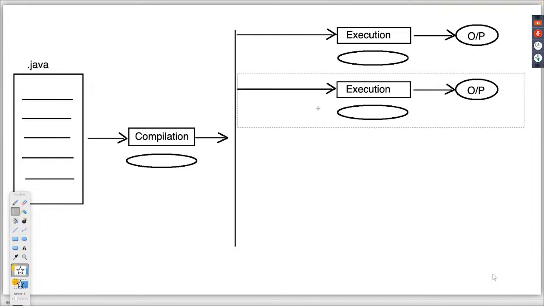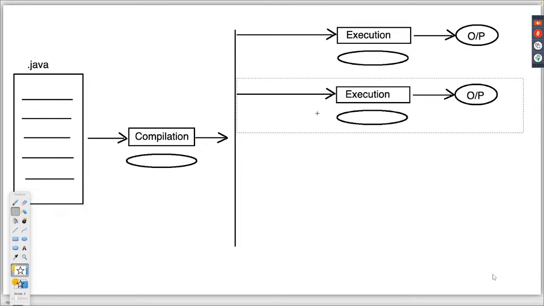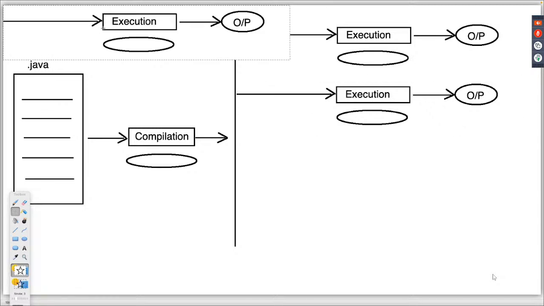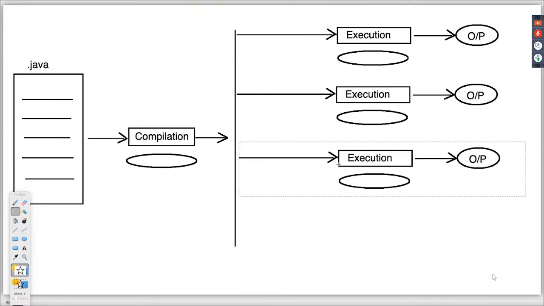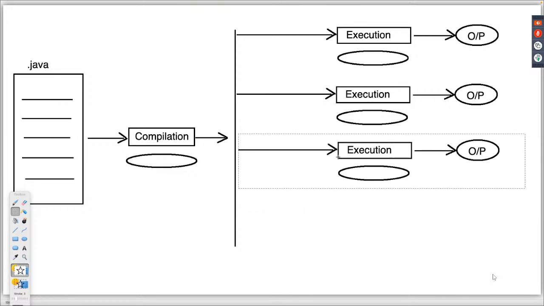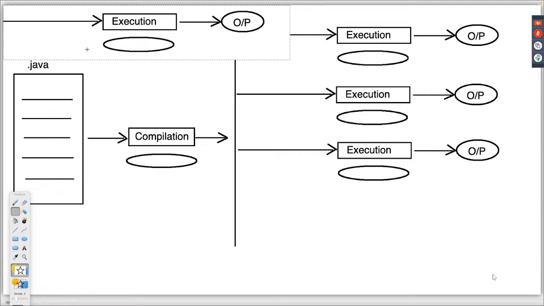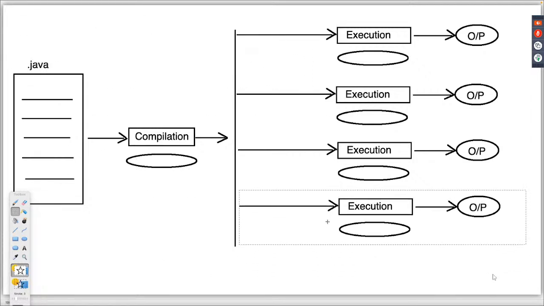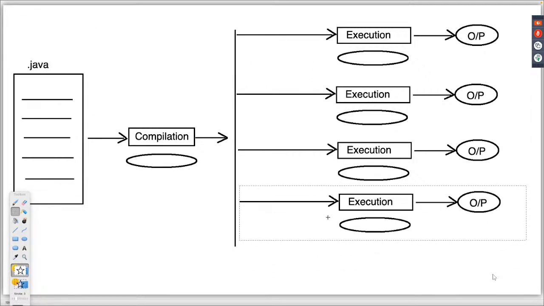This is one execution. Now this is another execution. And then this is another execution. Overall, how many times we compiled our program? Only one time. How many times we executed our program? Multiple times now. Put more concentration.